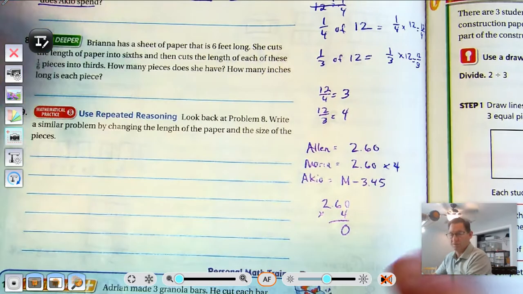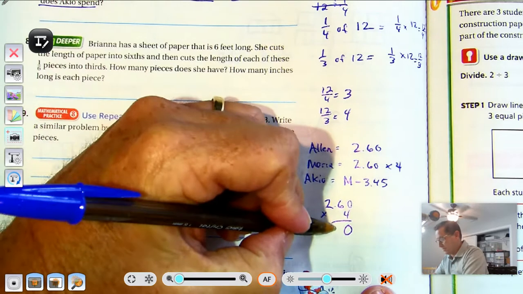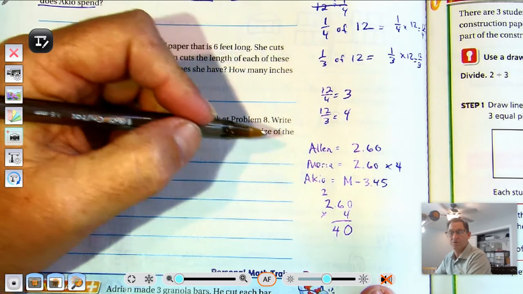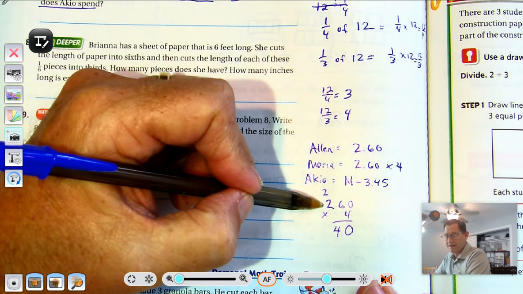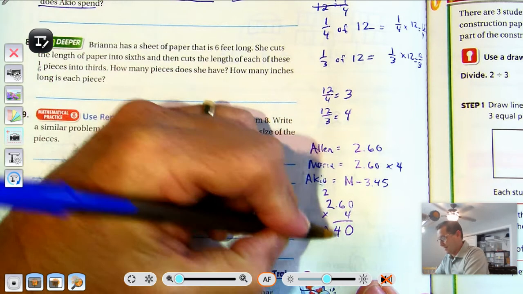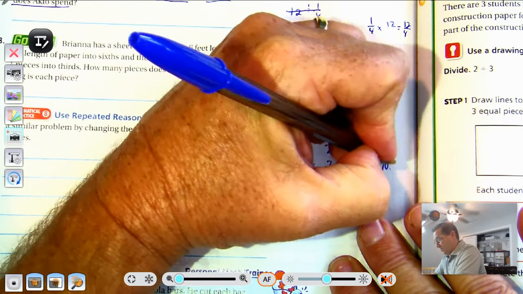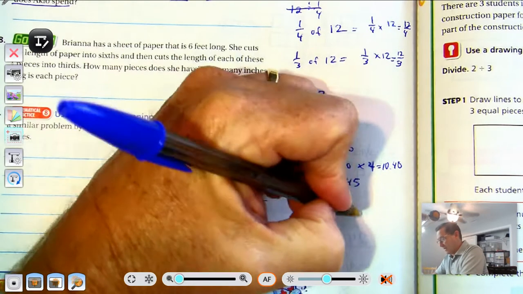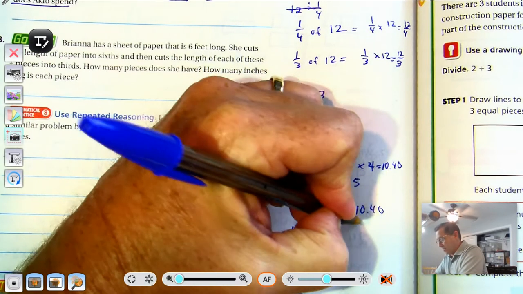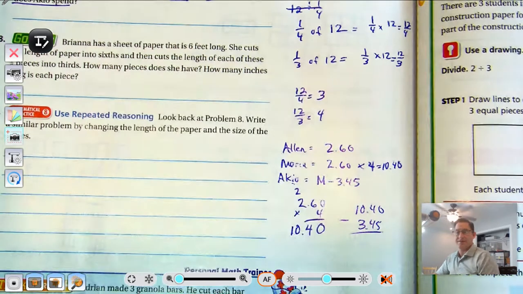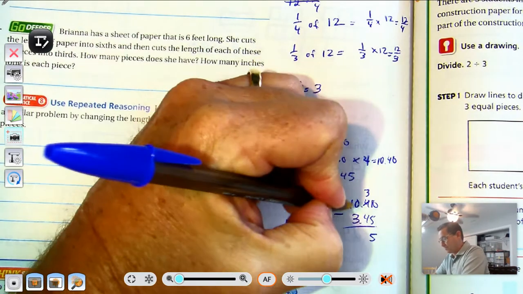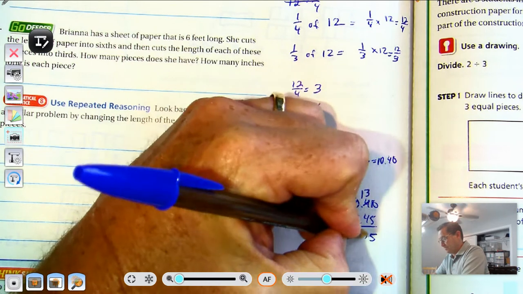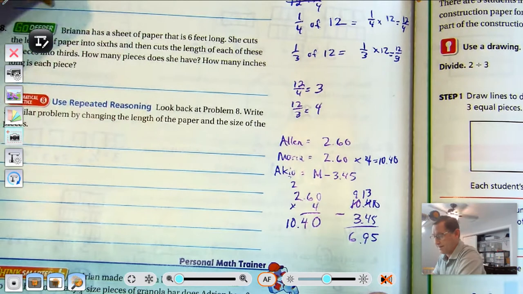4 times 0 is 0, obviously. 4 times 6 tenths is 24 tenths, which we can regroup as 2 wholes and 4 tenths. 4 times 2 ones is 8 ones, plus 2 more is 10. So Maria spent $10.40. Now we know Akio spent $3.45 less than her. So $6.95.